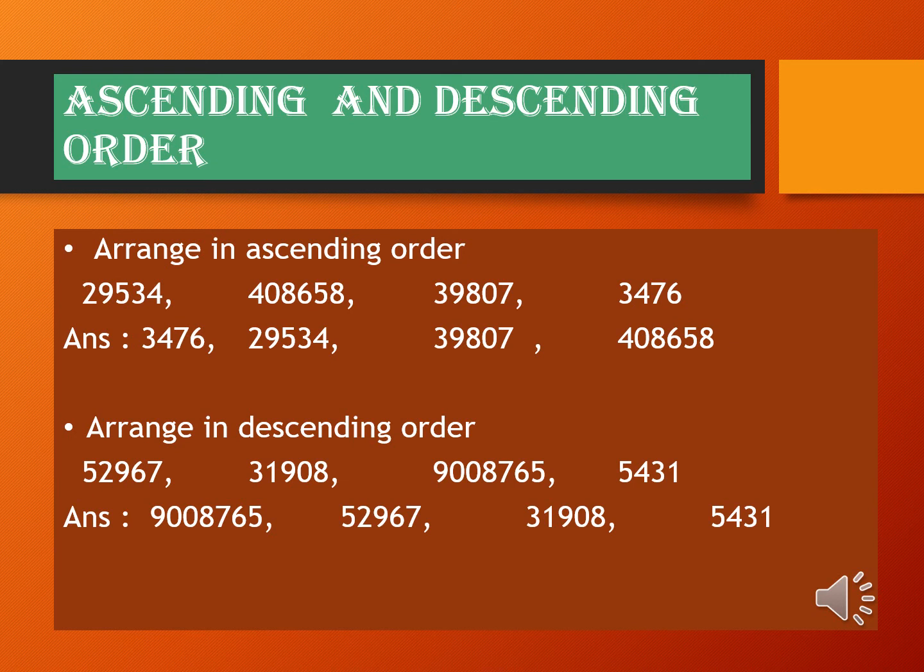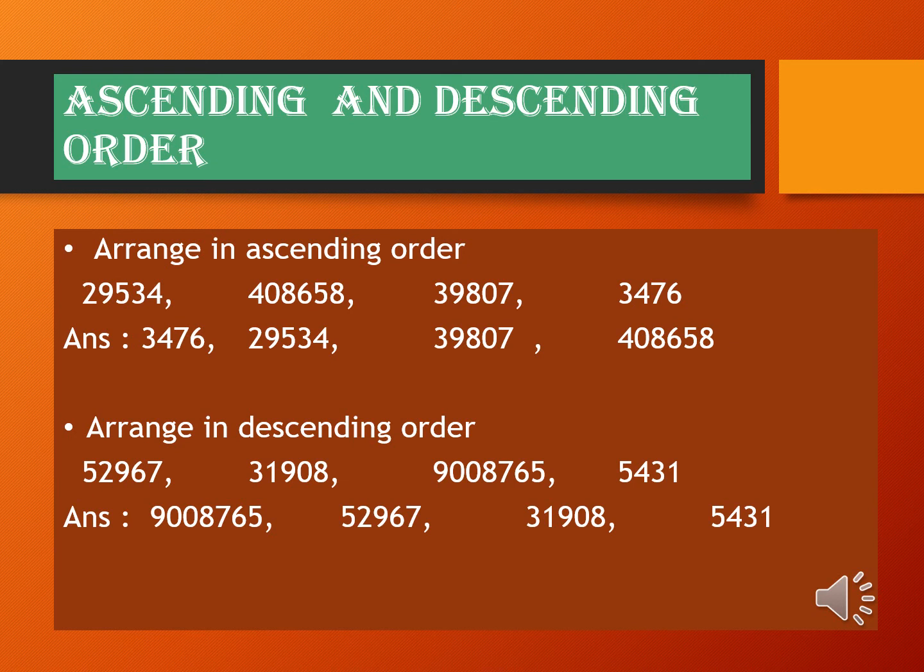First, we check whether all these 4 numbers have the same number of digits. When we check, we find that the last number, 3,476, has only 4 digits. So, that is the smallest number, and we write it first. Among the other 3 numbers, the second number, 4,08,658, has 6 digits. So, that is the biggest number, and we write it last. Between the other 2 numbers, we want to find which will come in second position. When we check the leftmost digit, the first number 29,534 has 2 and the other number 39,807 has 3. So, which is bigger?